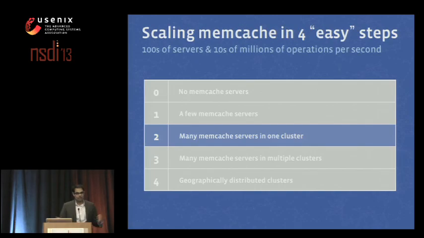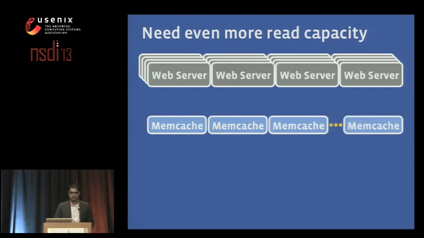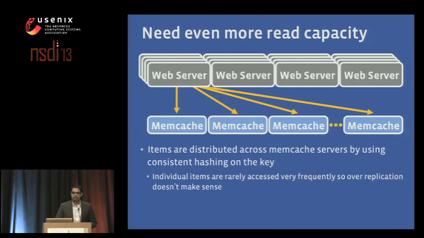So great. Now let's move on to our next step of scaling. Now we're going to be talking about hundreds of servers and tens of millions of operations per second. As you can see, we have more web servers and we need more read capacity. So let's add some more Memcache servers. Our items in our cache are distributed through consistent hashing, meaning that you take the consistent hash of a key and you find the appropriate server that the key resides on.